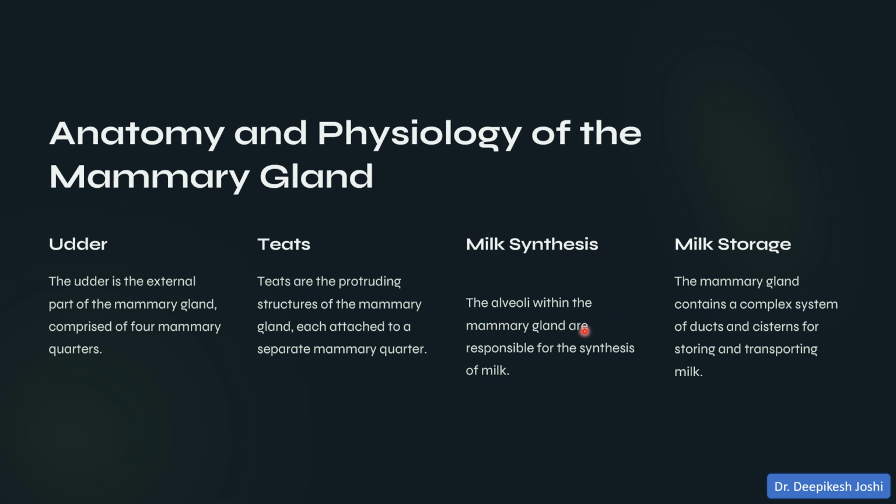The alveoli within the mammary gland are responsible for the synthesis of milk. Alveoli are the basic units which help in milk formation, and together they put their milk into the teat glands, then into the teat cisterns, and then it comes out from the teats. Then milk storage: the mammary gland contains a complex system of ducts and cisterns for storing and transporting milk, and this whole duct system is governed by two hormones, estrogen and progesterone.